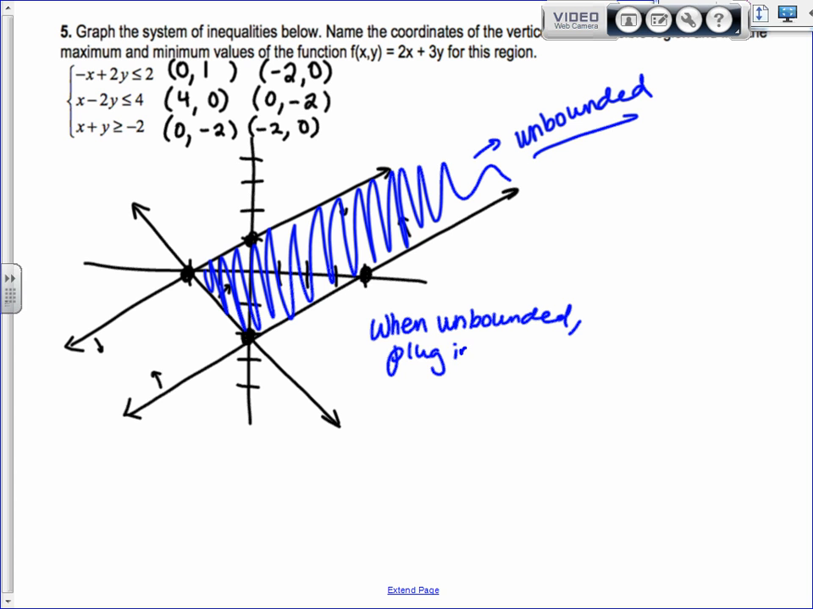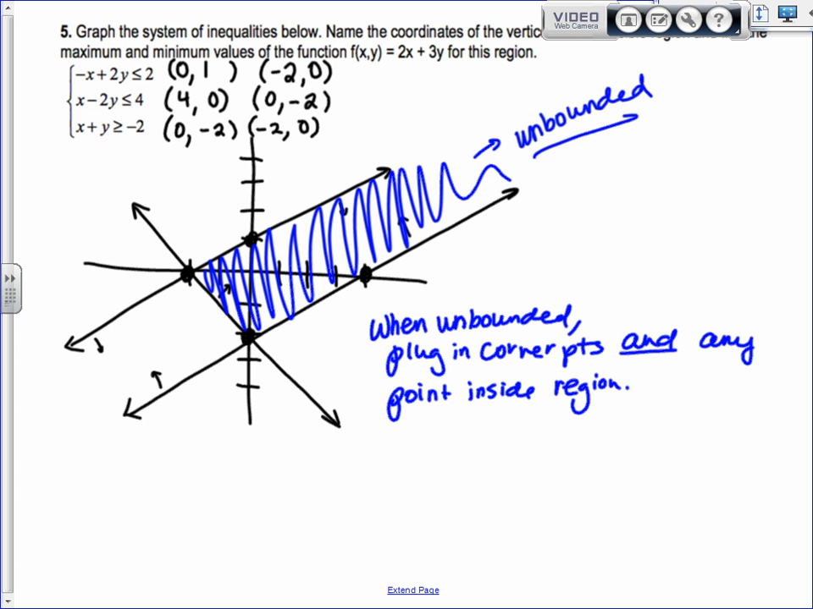plug in corner points and any point inside the region, the feasible region, right?